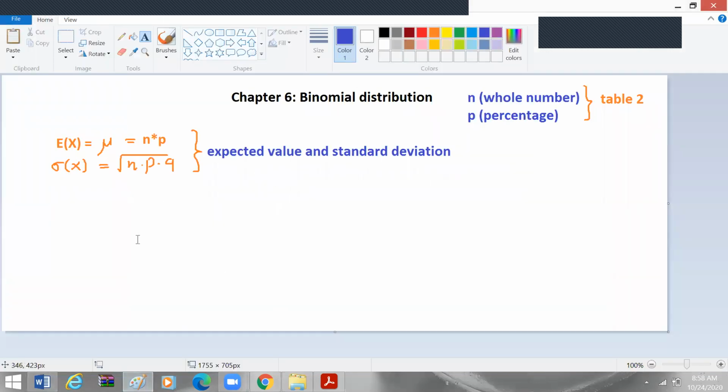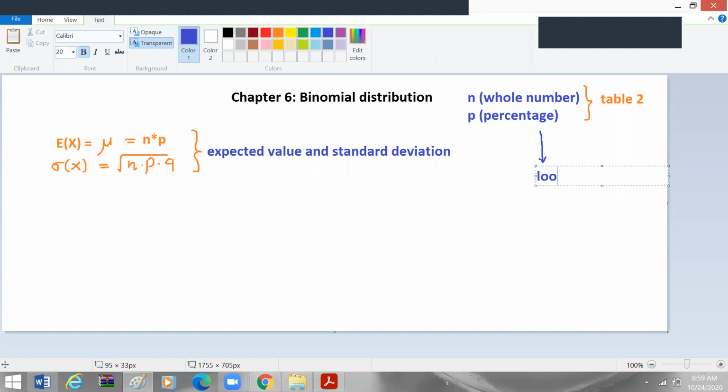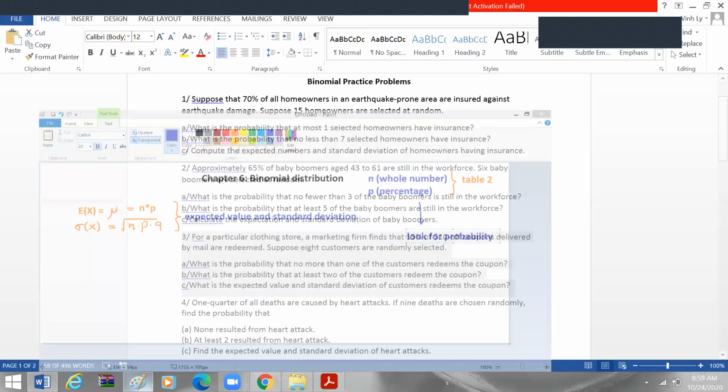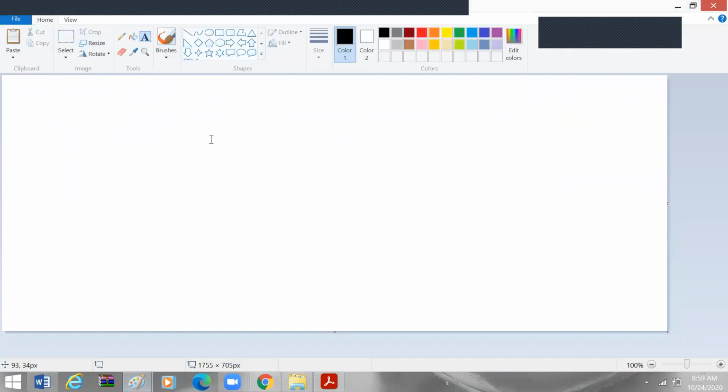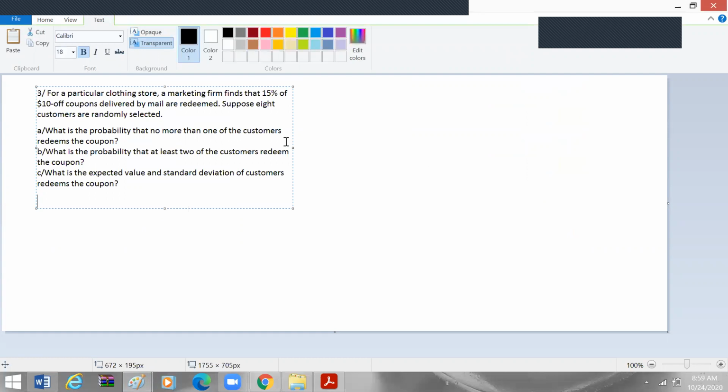Those things are going to be on the exam. Whenever the question gives us the n and p and asks us to look for a probability that we're going to compute, we're going to go for table number 2. And if the question asks us for the expected value and standard deviation, those are two things that we have to deal with. So anyhow, we're going to go to question number 3 right there.